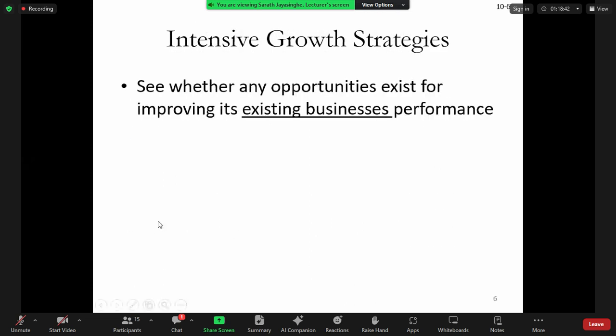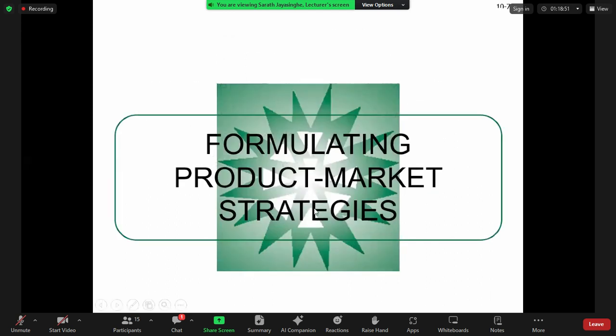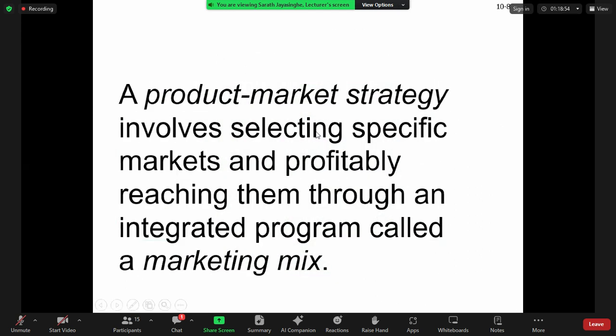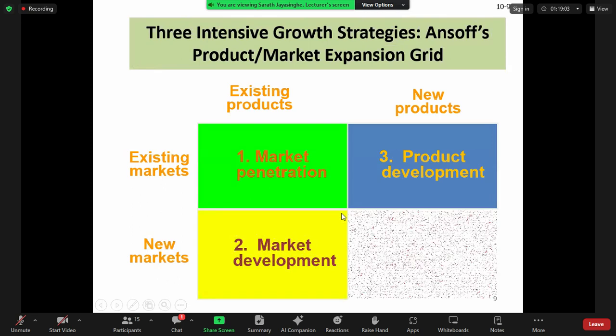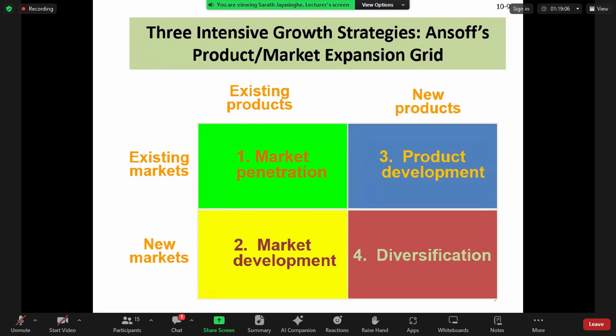Then intensive growth strategies: you can see whether any opportunity exists for improving existing performance. So you can use the Ansoff matrix. You have done the Ansoff matrix, no? Existing products, existing markets, new markets, right? Can you remember this one? Can you give me some example? What is market penetration? Can somebody try?